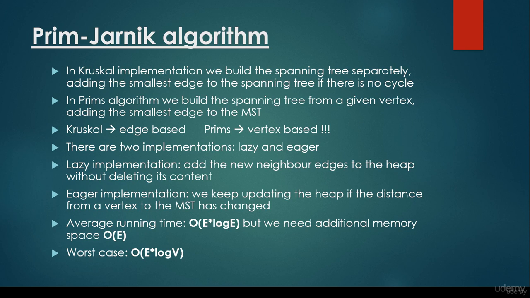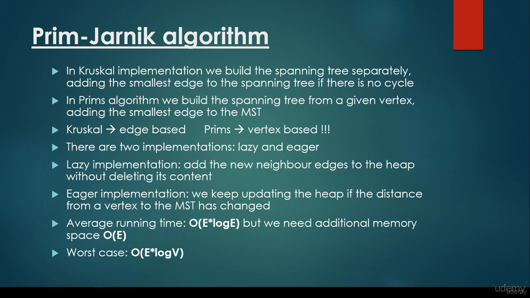There are two implementations of the Prim-Jarník algorithm, the lazy and the eager version. As far as the lazy implementation is concerned, we add the new neighbor edges to the heap without deleting its content. So we are not going to bother about the content of the heap, we are just going to add the new neighbors. So we have to use a heap as the underlying abstract data type.